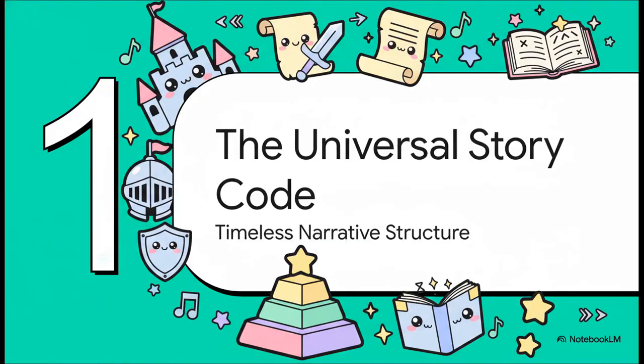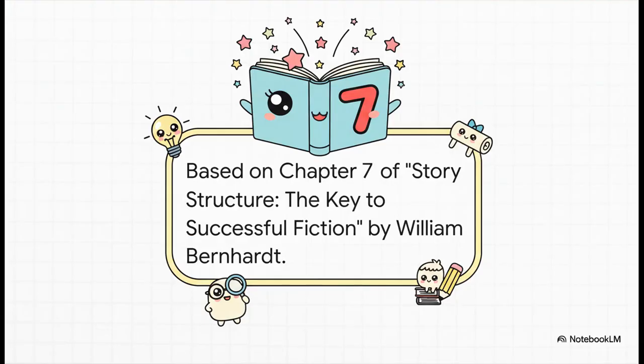So, the secret that links these two classics, and seriously countless others, is what you could call a universal story code. It's a foundational structure, a kind of timeless architecture that storytellers have been using for centuries, whether they even knew it or not. Now, this isn't some newfangled theory we just cooked up. We're pulling this insight straight from Chapter 7 of William Bernhardt's fantastic book, Story Structure. And what he argues is that this pattern isn't some modern formula, but a deep, resonant structure that has always been the backbone of really powerful stories.